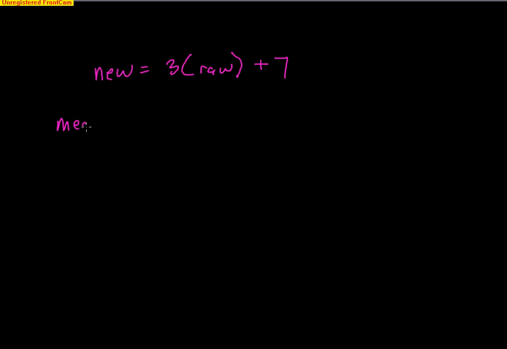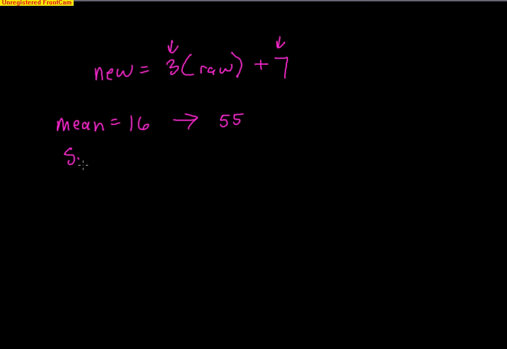So let's just say that the mean was 16. What's the new mean going to be? Well, mean is a measure of center. Measure of center gets affected by multiplication, and it gets affected by addition. So I would take 3 times 16, and I would add the 7. So I would get a new mean of 55. Again, multiplication of the 3 and the addition of the 7 both affect mean.